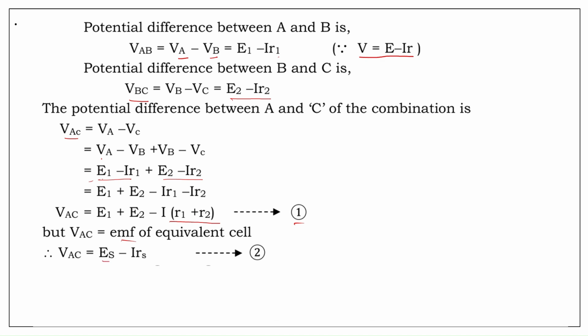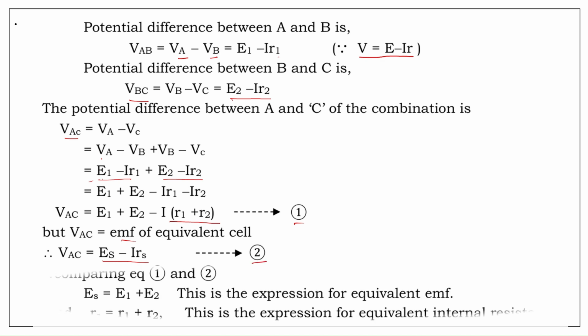VAC is equal to ES minus I RS. Mark as equation 2. On comparing equation 1 and 2, ES is equal to E1 plus E2. This is the expression for equivalent EMF. RS is equal to R1 plus R2. This is the expression for equivalent internal resistance.